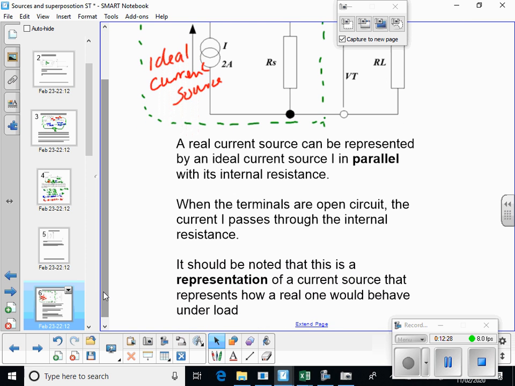One thing to note is that this is a representation of how a current source would behave. Sometimes it's useful to consider a source as a current source, sometimes as a voltage source. Okay? And everyone happy with that?